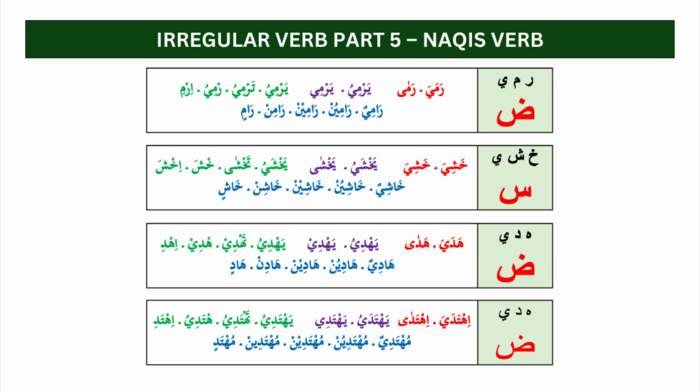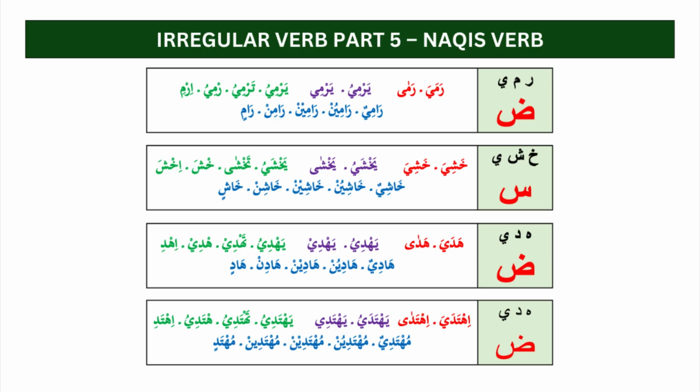Now we move to the fourth row, the family of khashia. In the Madi, the form is khashia. This means he feared, especially a fear that includes respect, greatness, and seriousness. Then, in the Mudari, the slide shows yakhshayu becoming yakhsha. Again, Arabic does not keep the heavier final form. It reduces it to the smoother spoken form yakhsha.